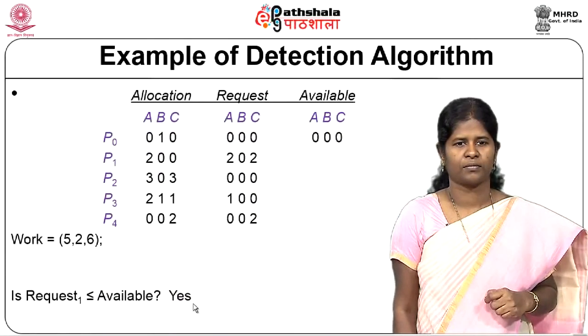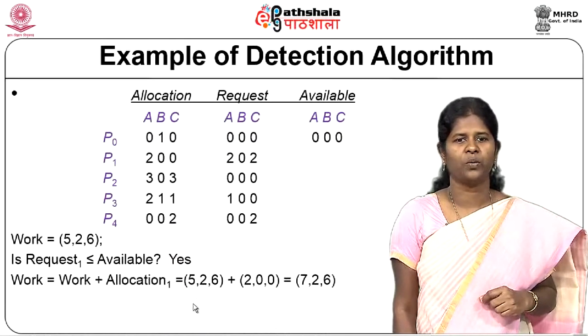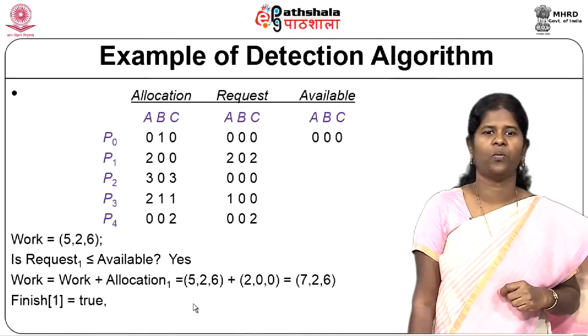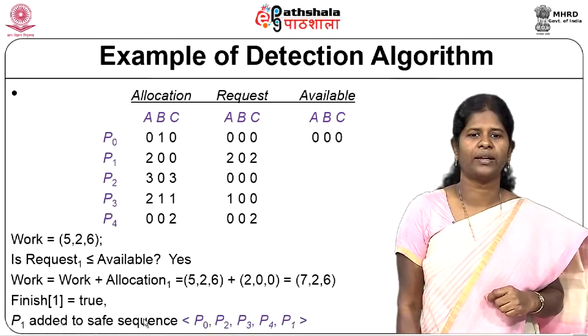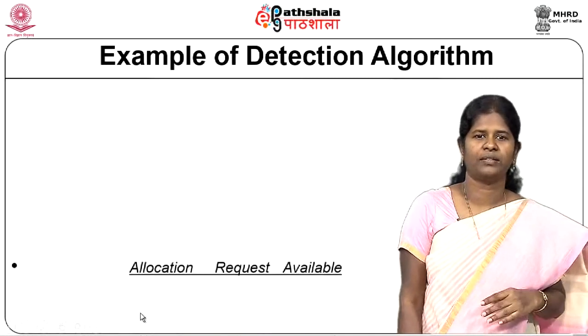So, when P1's request is checked with what is available, P1's request also can be satisfied now, and hence the system is not in a deadlock state currently. So, currently the system is not in a deadlock state.